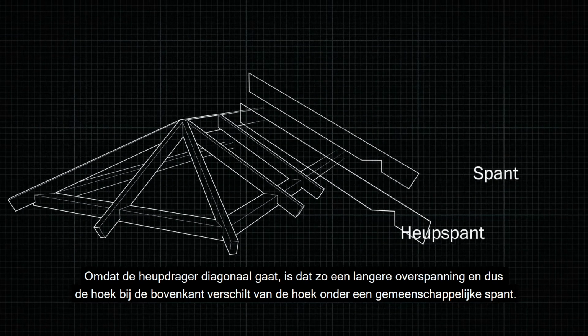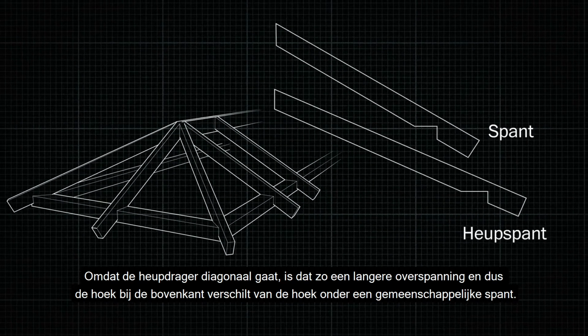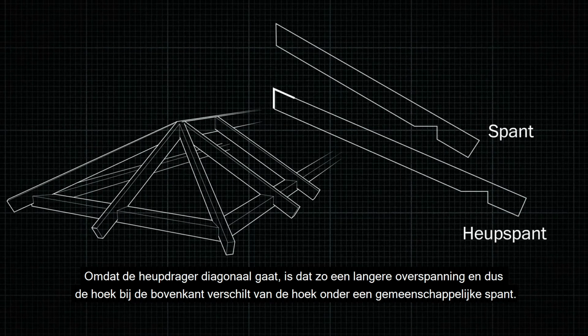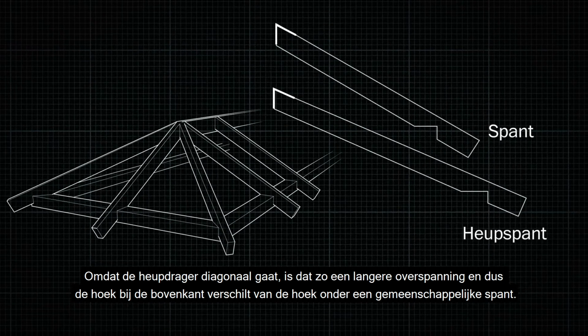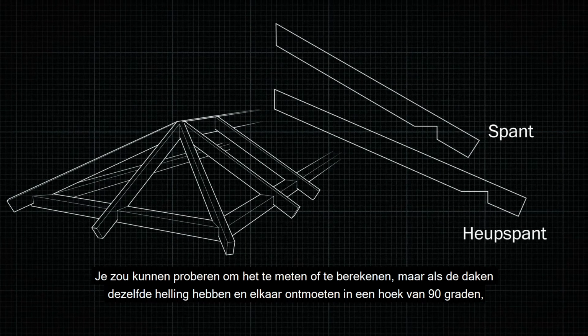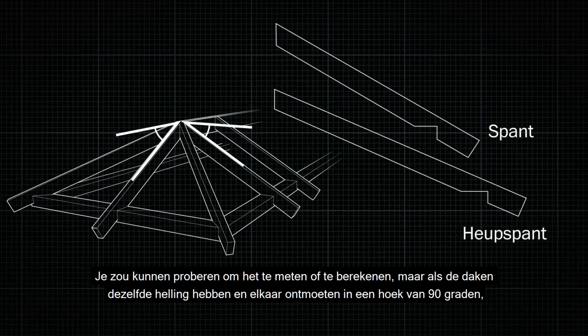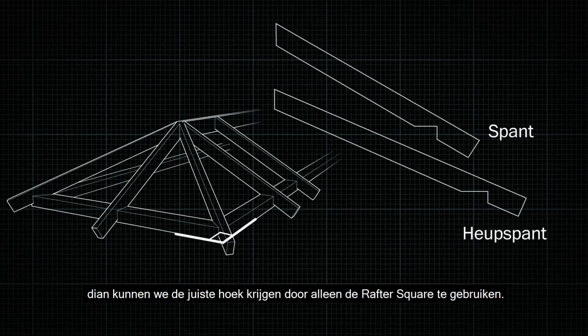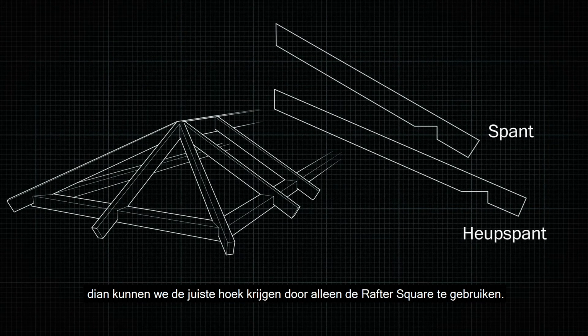Since the hip rafter goes diagonally, it has a longer span, and therefore the angle at the top is different from the angle of a common rafter. You could try to measure or calculate it, but if the roofs have the same inclination and meet at a 90-degree angle, we could get the angle by just using the scale on the rafter square instead.